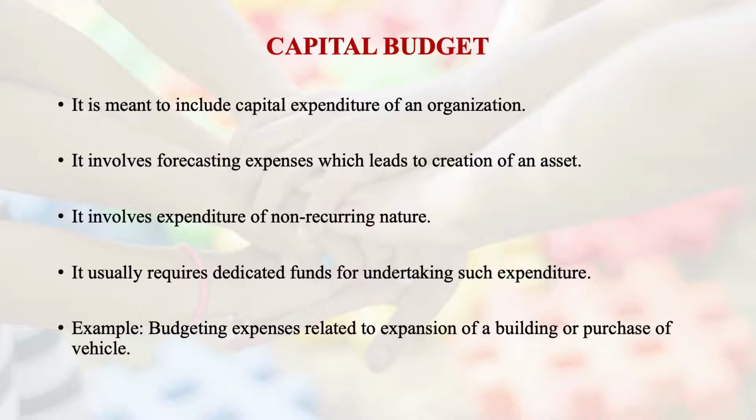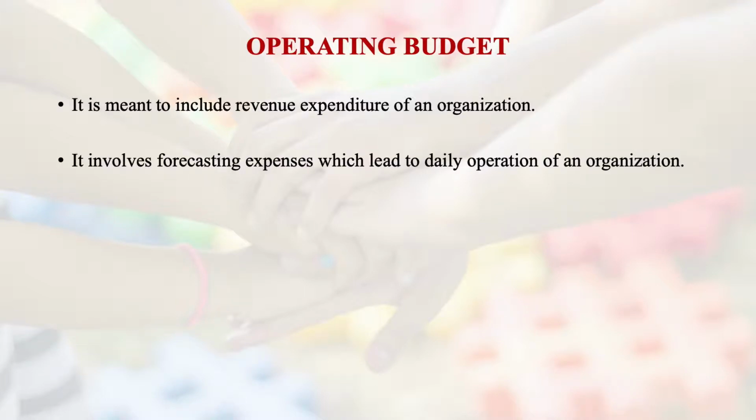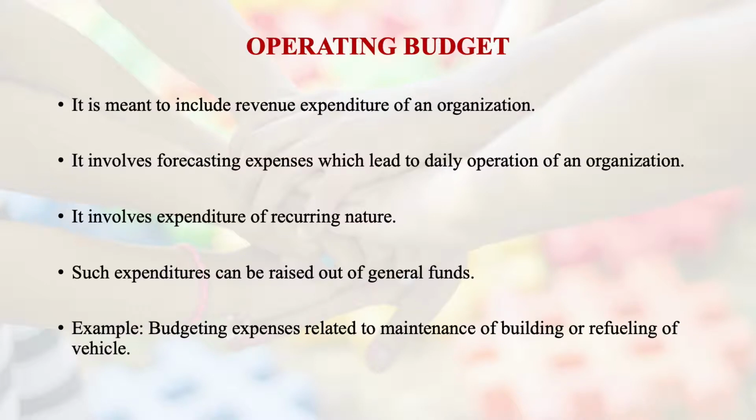Now coming to the operating budget. It is meant to include the revenue expenditure of an organization, and it involves forecasting expenses which lead to daily operation of an organization. It involves expenditures of recurring nature. I talked about the maintenance part. These expenditures can be raised out of general funds, not from the capital funds. For example, expenses related to maintenance of building or refueling a vehicle, as I gave you the example. So purchasing becomes the capital part, maintaining becomes the operating part in this case.